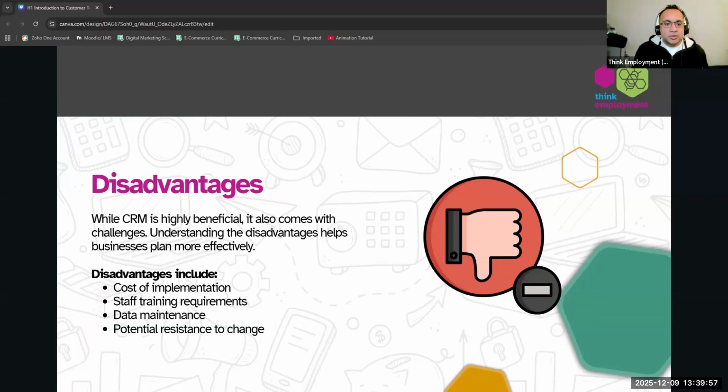They're in their comfort zone. So staff training is very important. And a lot of these platforms come with training material, come with support. So it makes it easier.